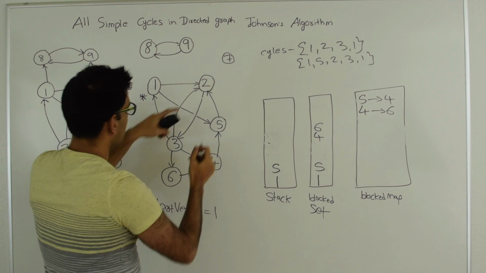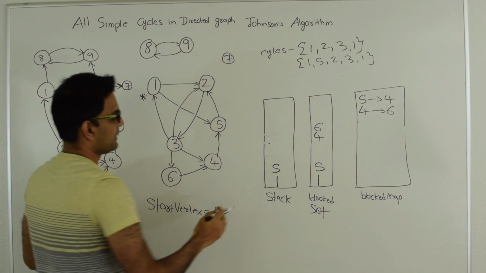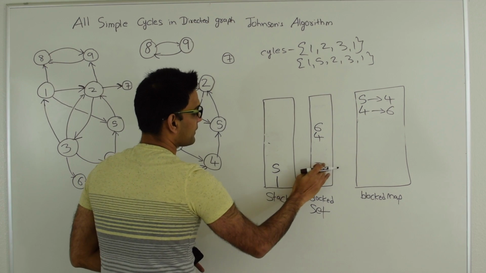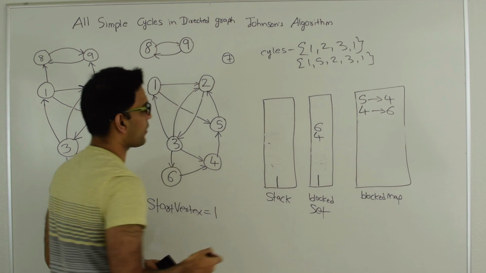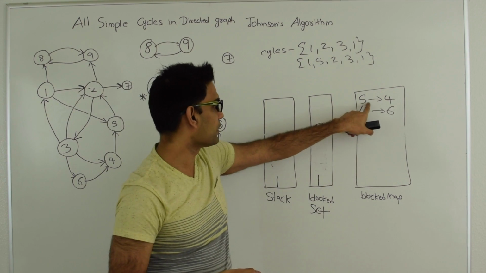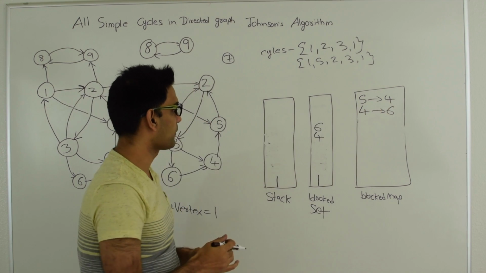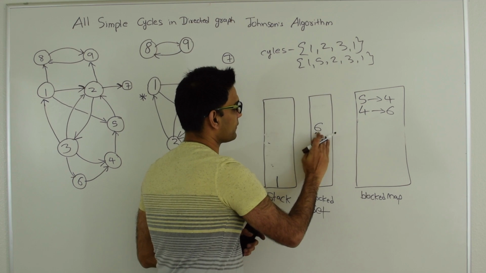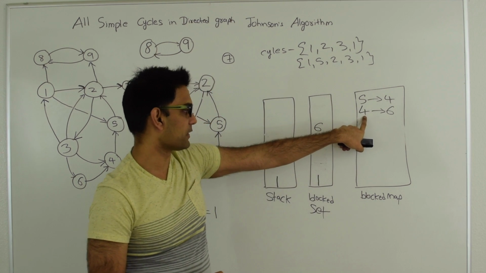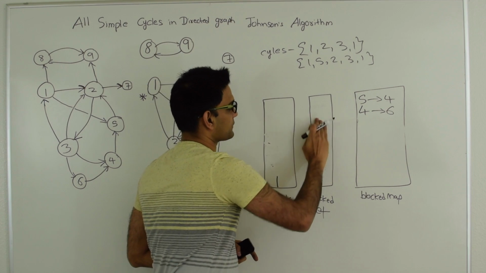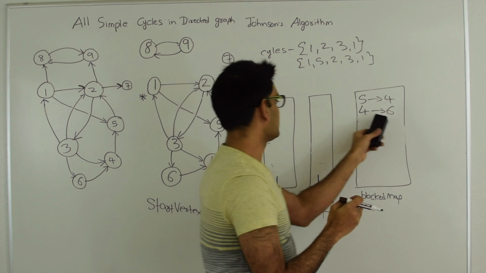And no one does. So from 2 we go back to 5 and we unblock 5 and remove 5 from the stack and also see if anyone else needs unblocking. Because of 5, yes we do. Because 4 was dependent on 5 to be unblocked, which means that we will remove 4 from here, and then we're going to see who is dependent on 4, and 6 was, so we'll remove 6 from here, and we'll also remove these entries.